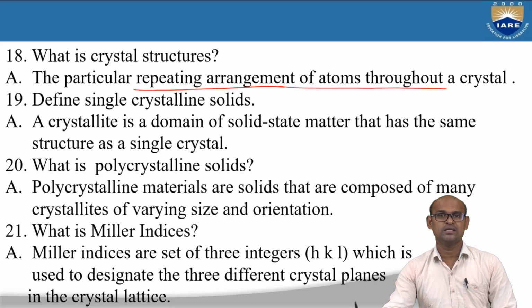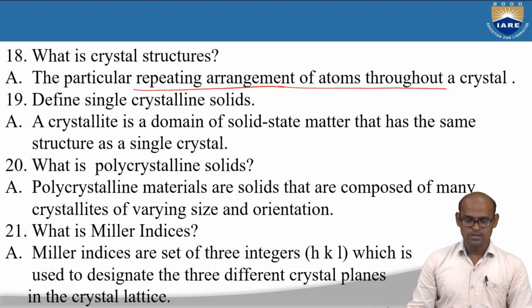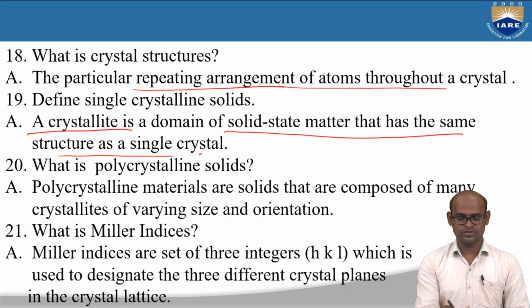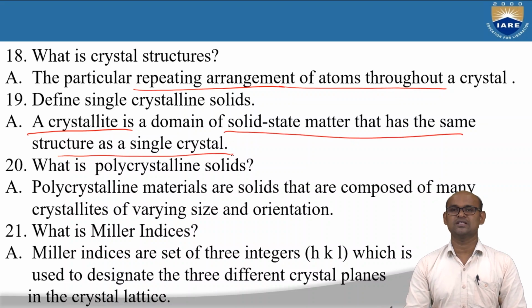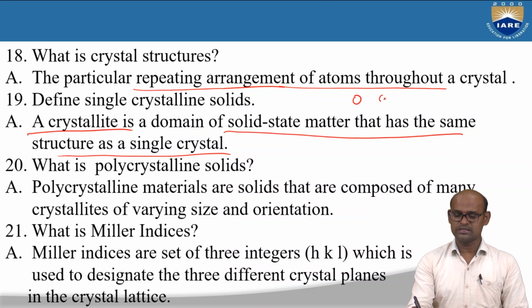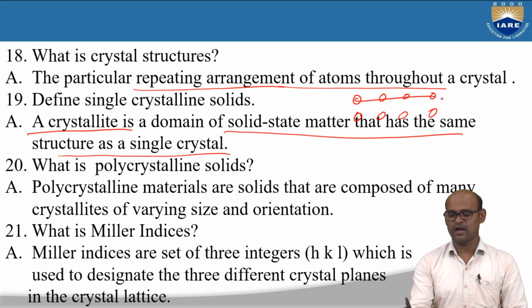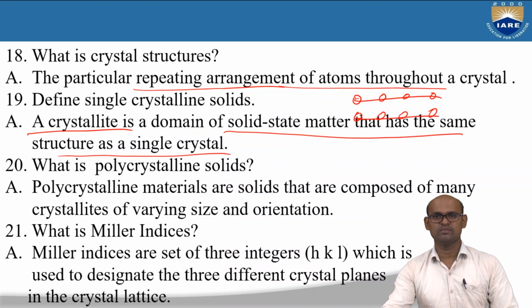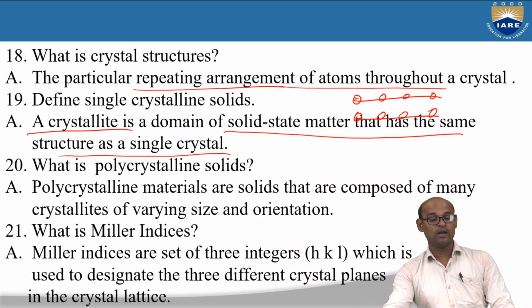A crystallite is a domain of solid state matter that has the same structure as a single crystal. So a single crystal is nothing but throughout the lattice you have the same arrangement or same repetition of atoms. If there is a periodic arrangement of atoms throughout the crystal, then we are going to call that a single crystal. What is a polycrystal?